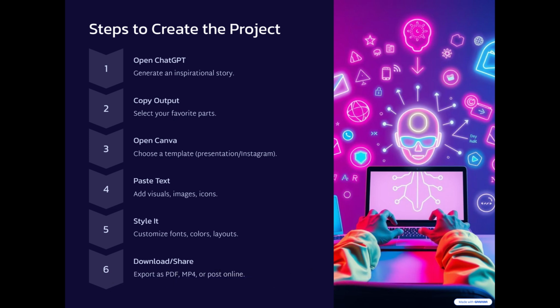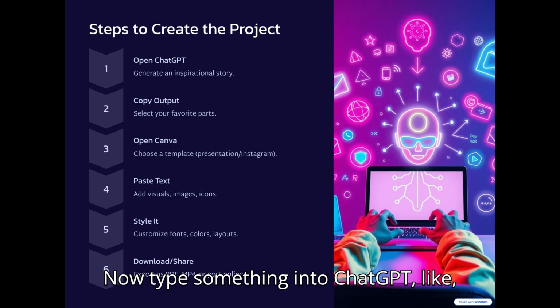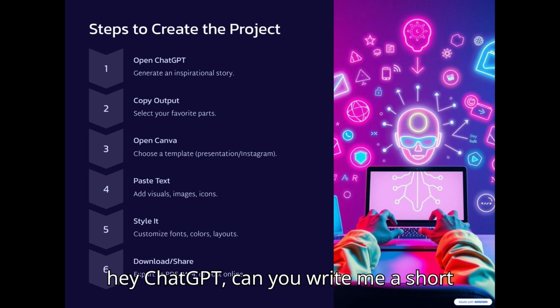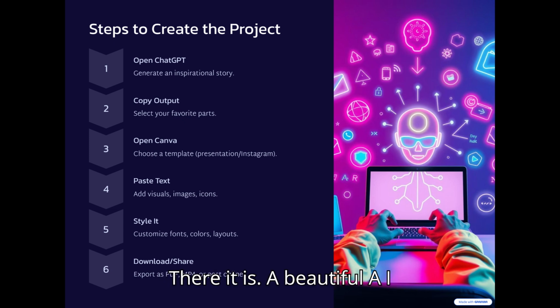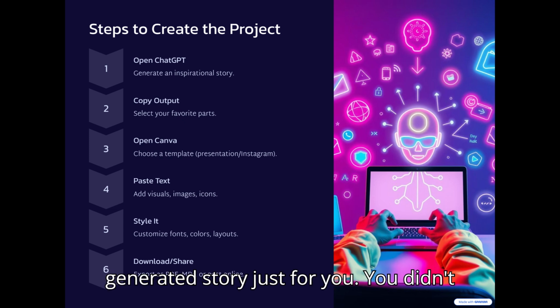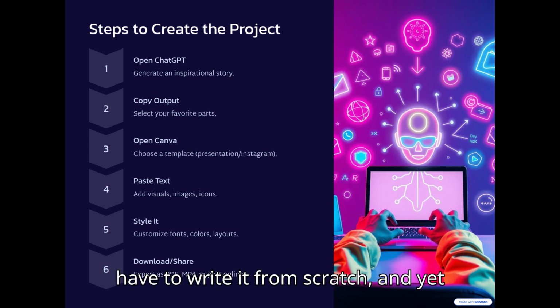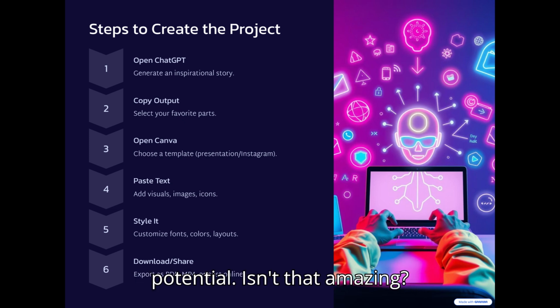Now let's dive in. Take a moment, breathe in, smile. Now type something into ChatGPT like, "Hey ChatGPT, can you write me a short inspirational story about someone overcoming fear?" Hit enter, and within seconds, boom, there it is. A beautiful AI generated story just for you. You didn't have to write it from scratch, and yet it's full of emotion, purpose, and potential. Isn't that amazing?